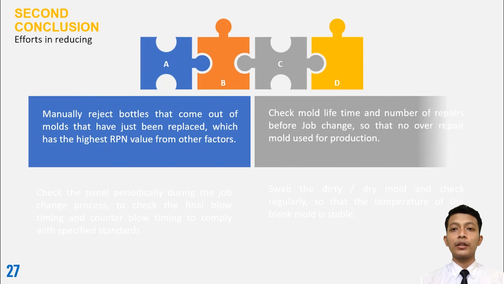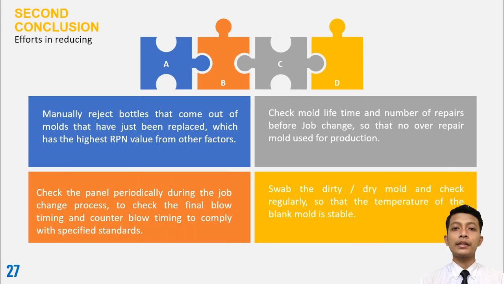Second conclusion, about the effort in reducing defects. Manually reject bottles that come out of molds that have just been replaced, which have a higher RPN value than the other factors. Check the panel periodically during the job change process to check the final blow timing and counter blow timing to comply with the specific standard. Check mold lifetime and number of repairs before job change so that no over-repaired mold is used for production. Swap the dirty mold and dry it, and check regularly so the temperature of the blank mold is stable.